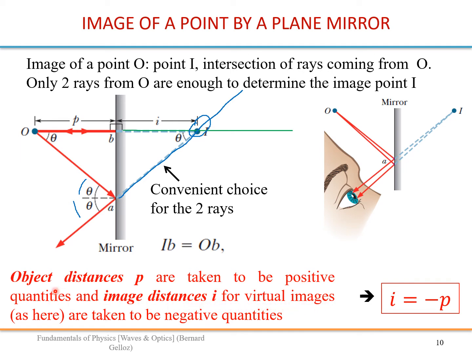Okay, so object distances P are taken positive. In general, we will see one particular case where it's not, but in general, object distances P are usually positive because your object is real. Okay, so it's positive, and image distances will be negative when they are virtual, which is the case now. Alright, so this is our formula for a plane mirror.